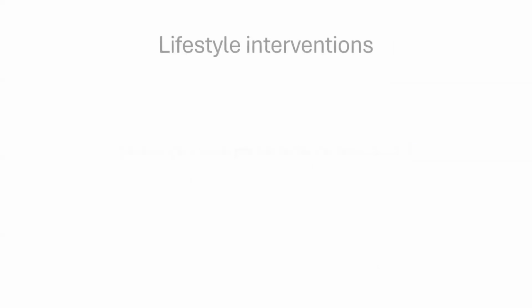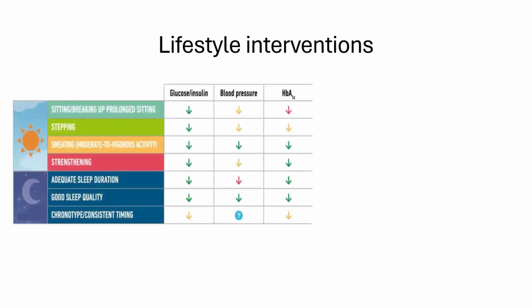First and foremost, we want to consider lifestyle interventions. The common lifestyle interventions have to do with reducing sedentary lifestyle, getting quality sleep, and doing aerobic and resistance training. When you do these things, you can lower your glucose, your insulin, your blood pressure, and ultimately your A1C.